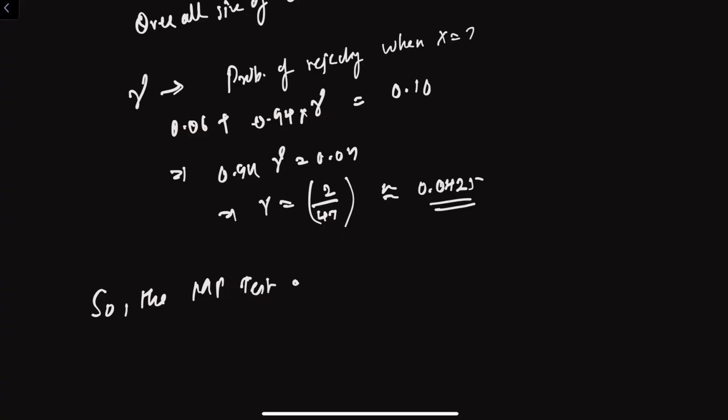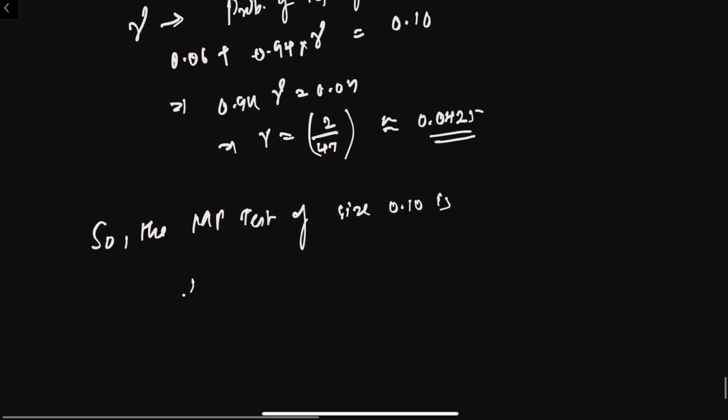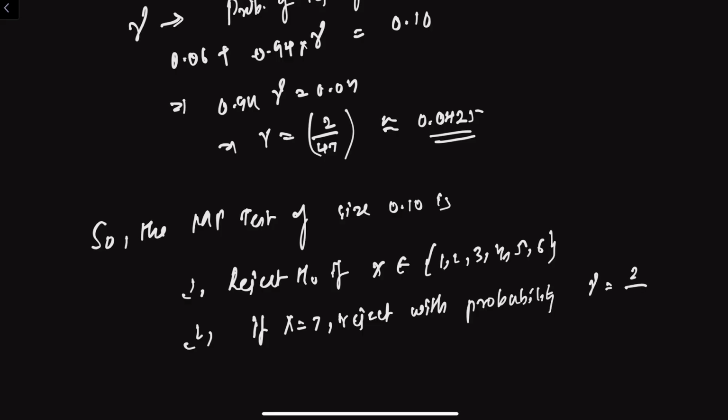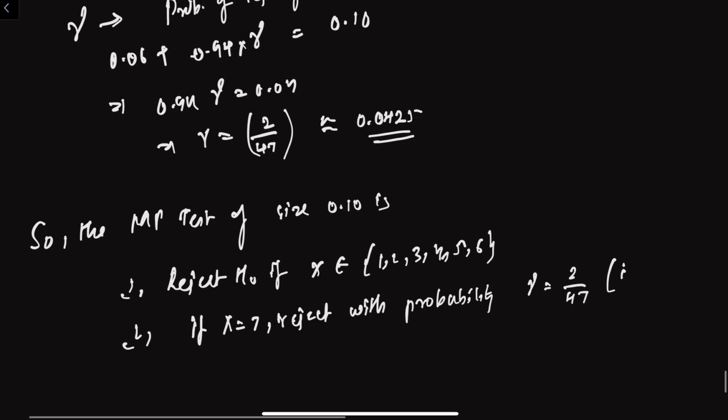So we can now write the most powerful test. The most powerful test of size 0.10 is, first, we reject H0 if x belongs to 1, 2, 3, 4, 5, 6. The second condition is, if x is equal to 7, we reject with a certain probability. So we reject with probability gamma, which is 2 by 47, independently.